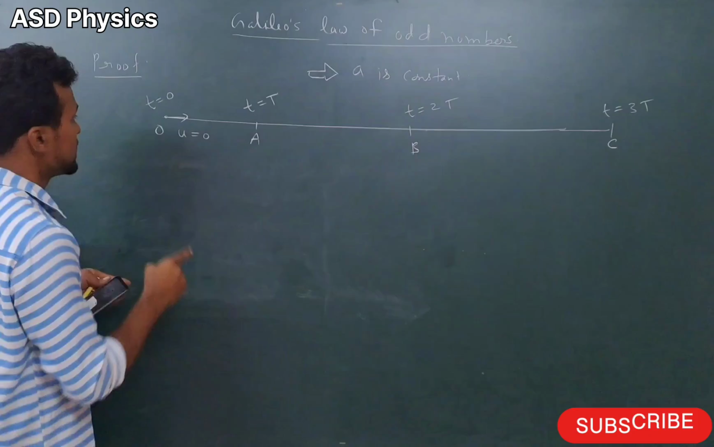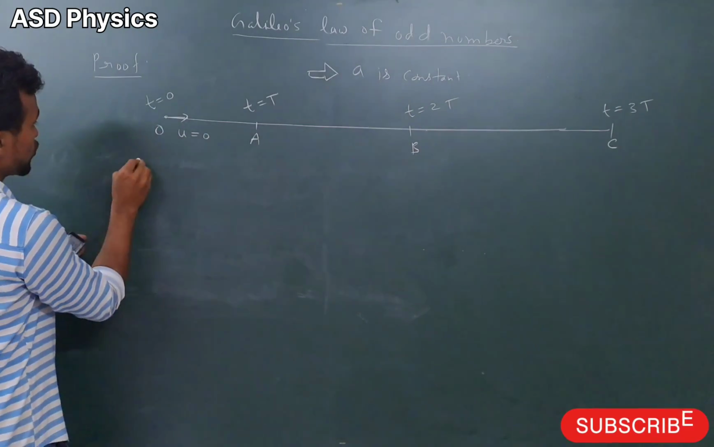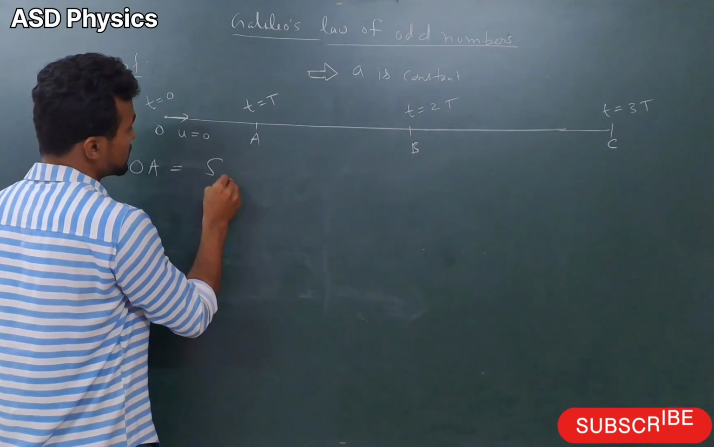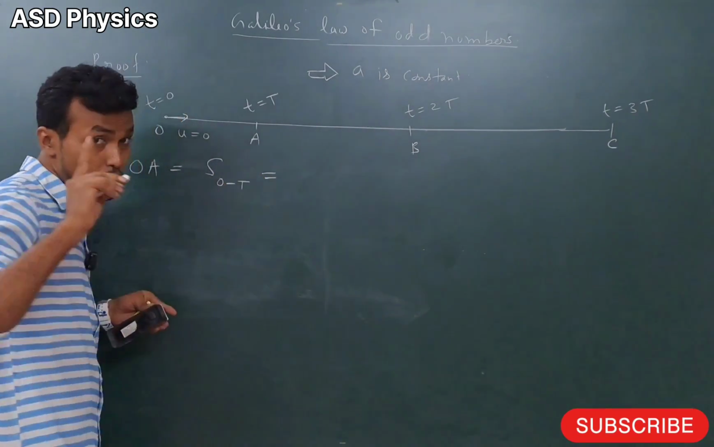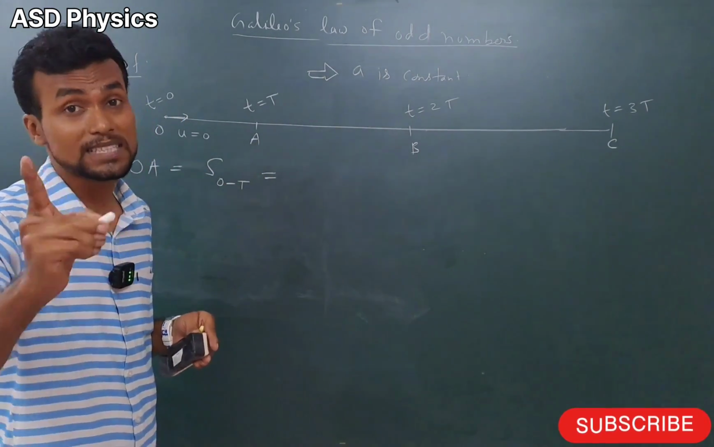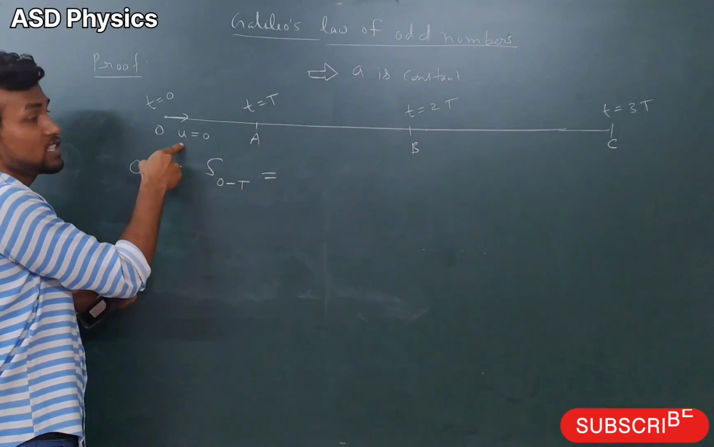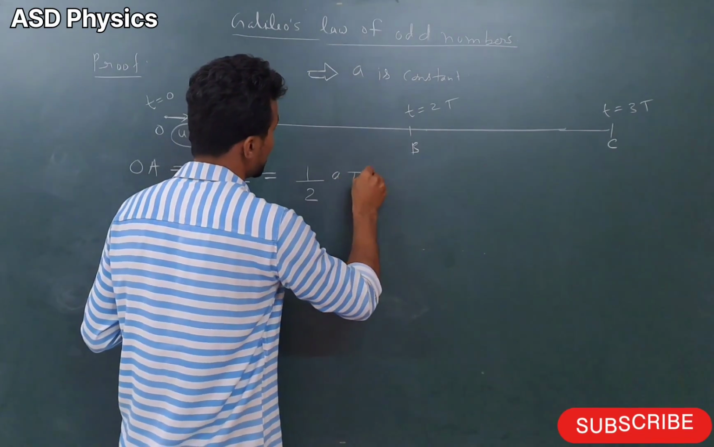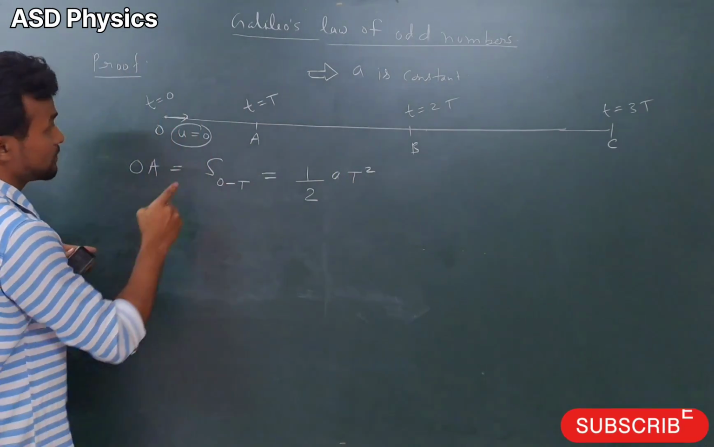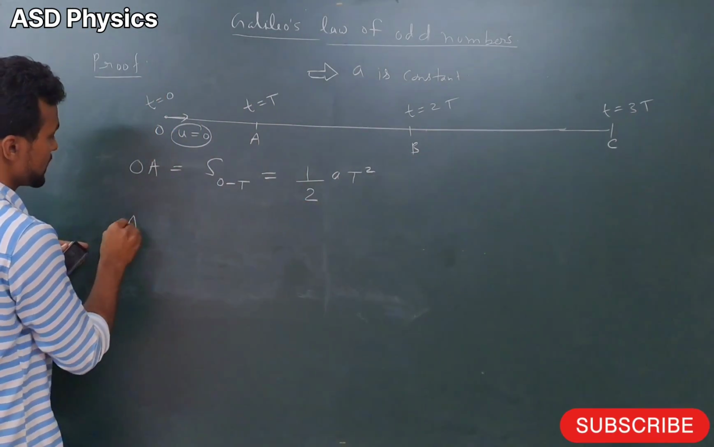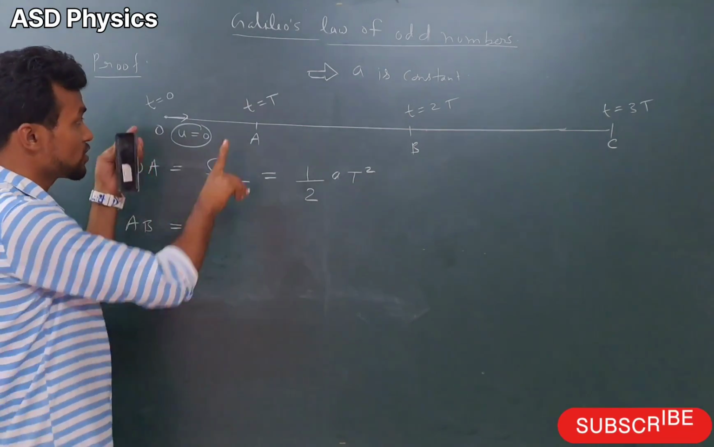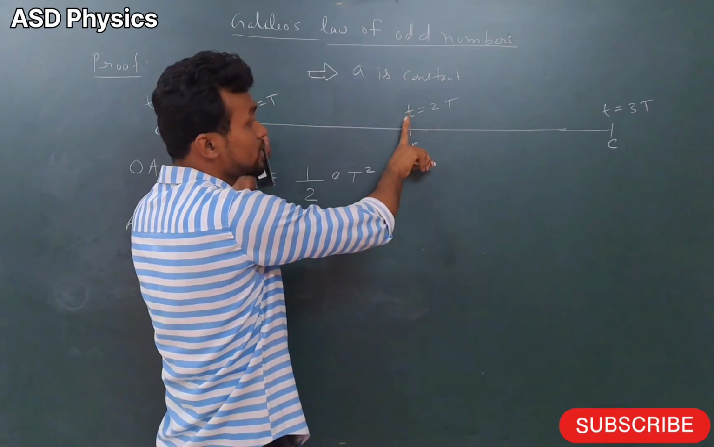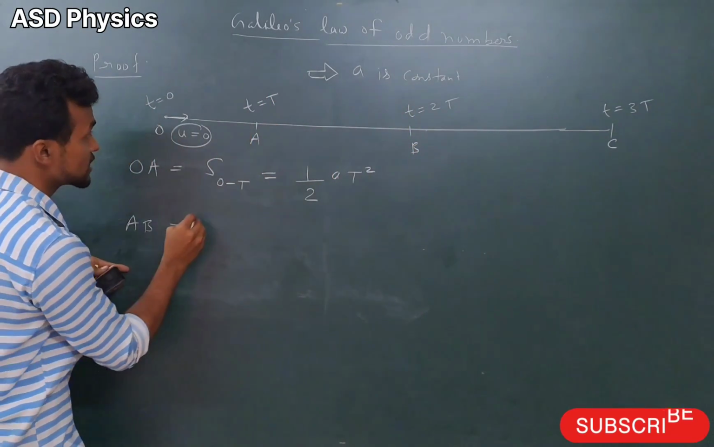If I am talking about O to A, O to A is the displacement from 0 to t. So which equation I told you? The second equation, ut plus half at square. Here u is the initial speed, which is 0, so we can write half a t square. Now if I am talking about A to B, here also the time interval is the same, t seconds.